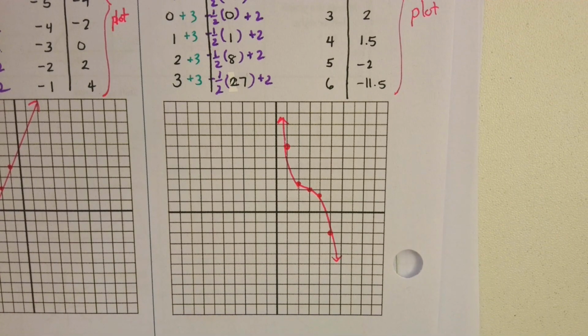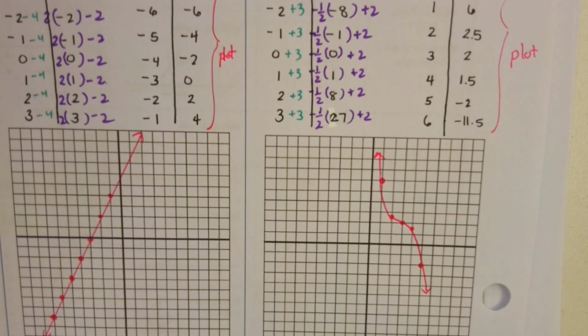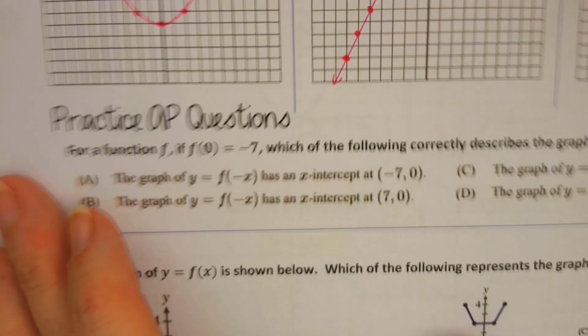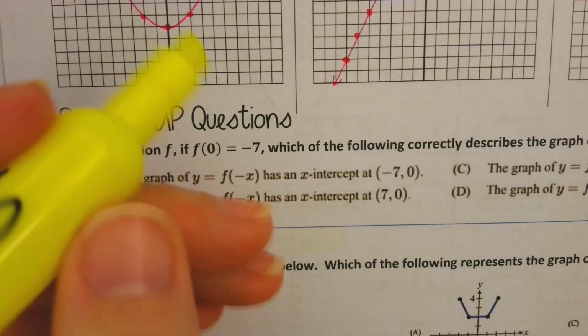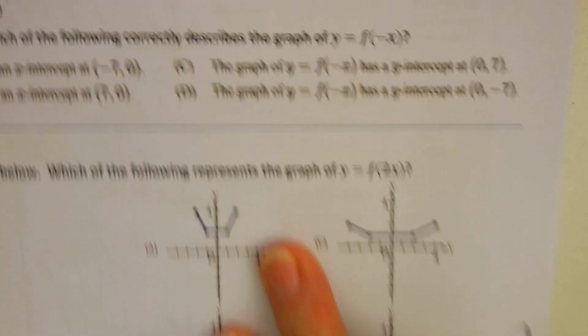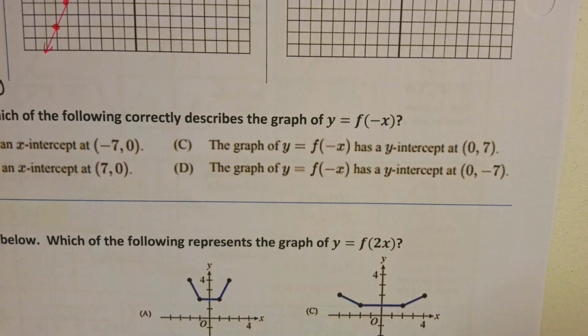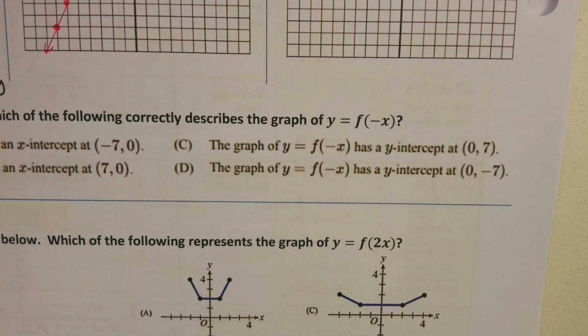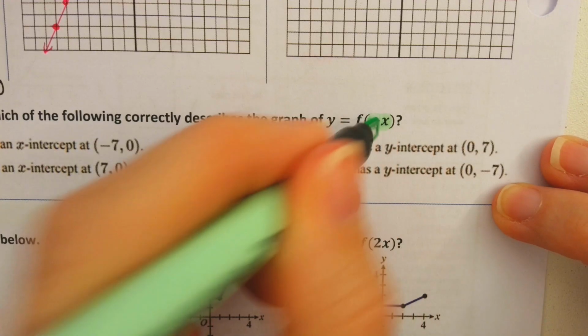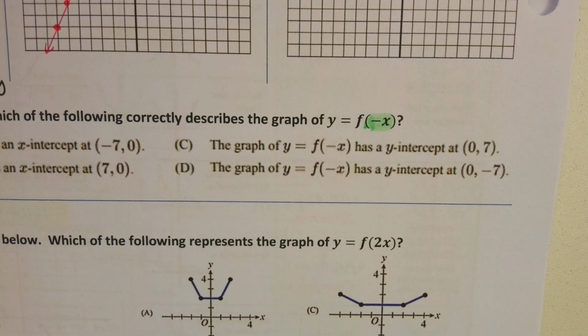All right, let's look at our practice AP questions. Actually, I'm going to make sure everybody's got their graph. Good, good. All right, let's read through it. First, for function f, if f of 0 is -7, which of the following correctly describes the graph of y equals f of -x? Now, I'm going to highlight that in a specific color because it has a number inside the parentheses. And I know that things inside the parentheses, are they going to affect the x's or the y's? They're going to affect the x's, yes.